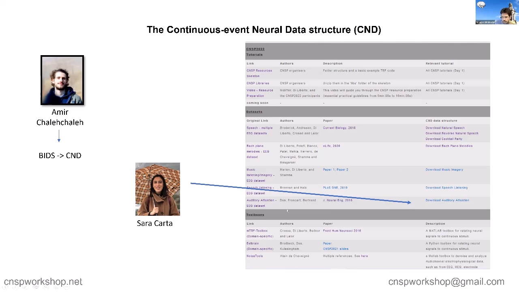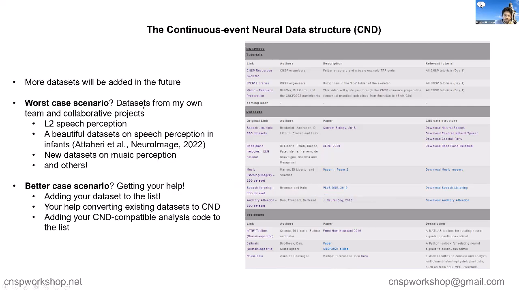So Sarah converted this dataset from Alexander Bertrand on auditory attention. We're working on other datasets, another dataset from Ed Lawler, and then Amir is working instead on a more standard conversion from bits to CND. So we have a version. We haven't shared it yet because we need to double check things. I'm almost done.